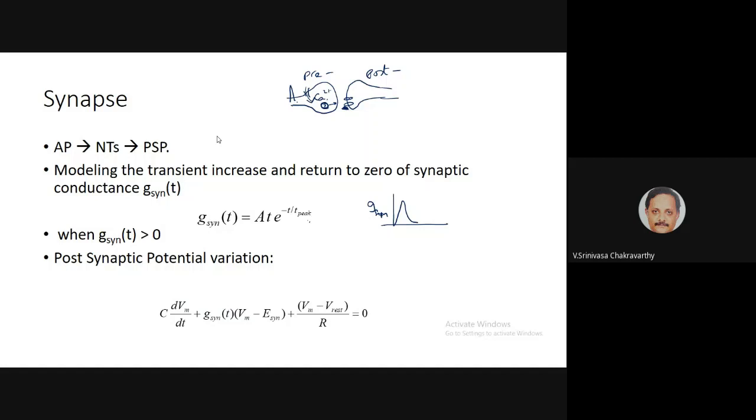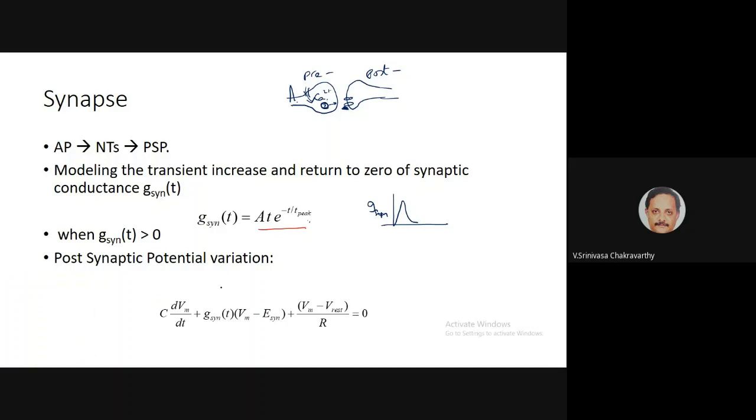When a vesicle releases its contents into the synapse, that produces a brief increase in the synaptic conductances, that is, the conductances which participate in the synaptic transmission. That brief increase can be modeled reasonably well by this function: A t to the power of t by tp. So if that's how conductance changes, how does the membrane potential on the postsynaptic side vary?